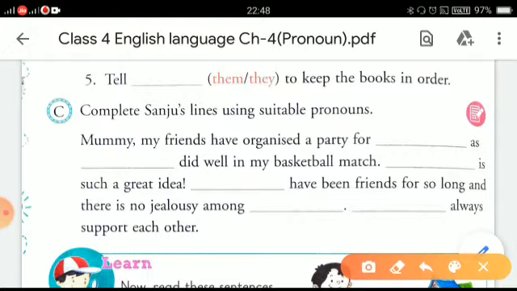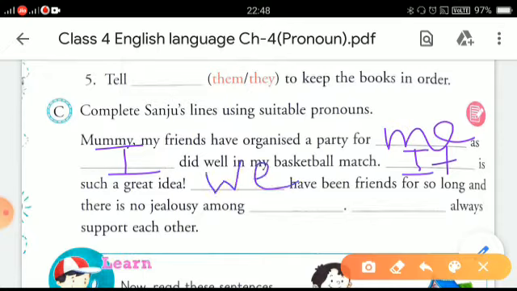Mummy, my friends have organized a party for me. As I did well in my basketball match, it is such a great idea. We have been friends for so long, and there's no jealousy among us. We always support each other.